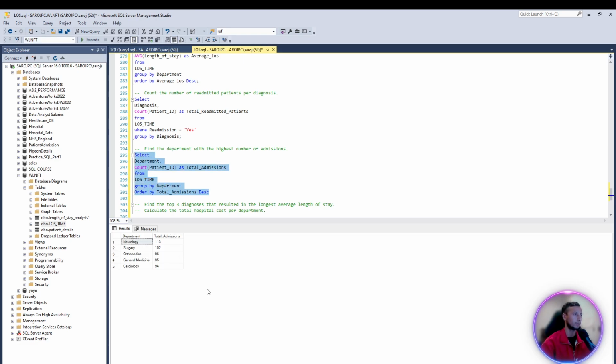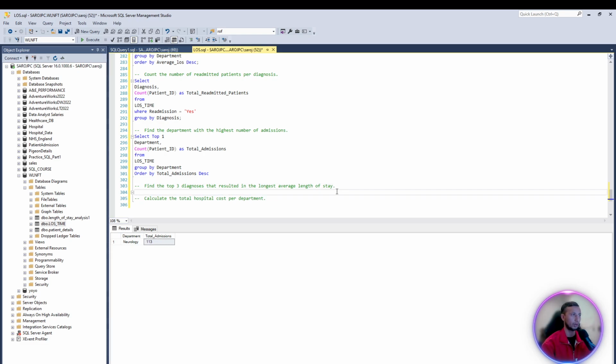Let me run this one. Okay, neurology came first. So I think we are just near to our answer. Now we only need the one highest number, one department, so we can use the top one. If we use this one, then here is our desired answer. So neurology has the highest number of admissions, that's 113.